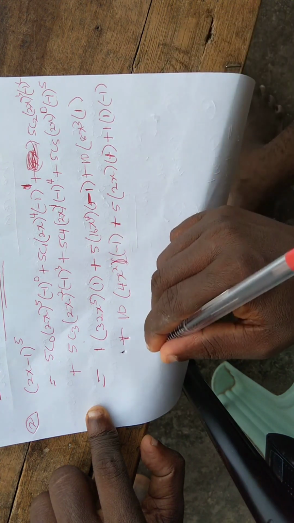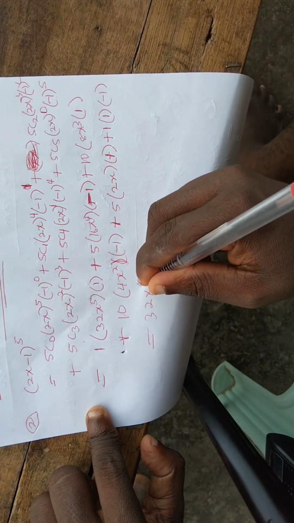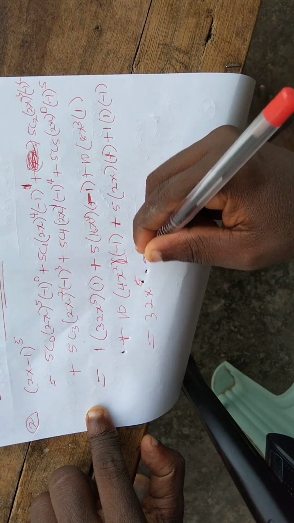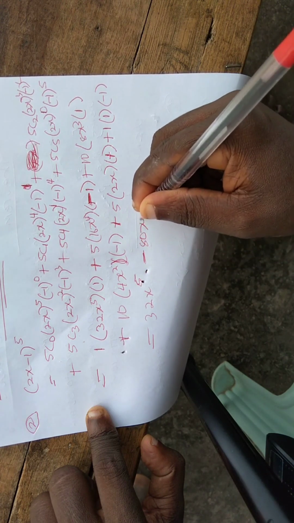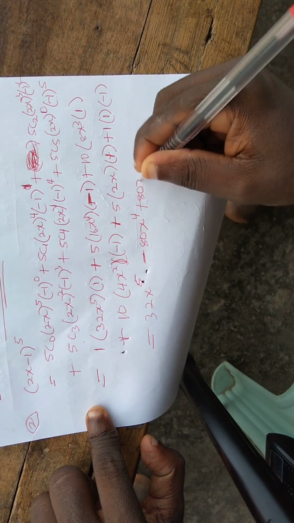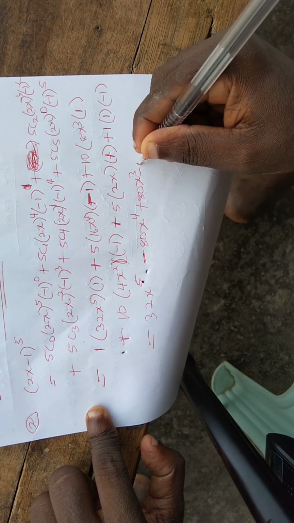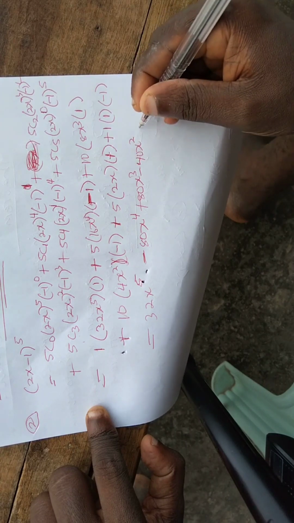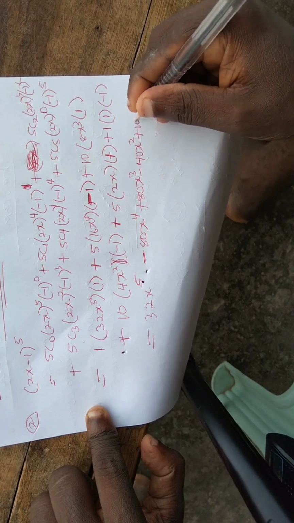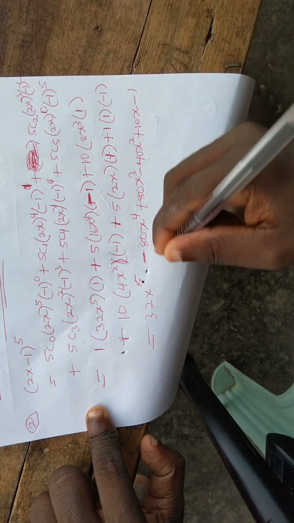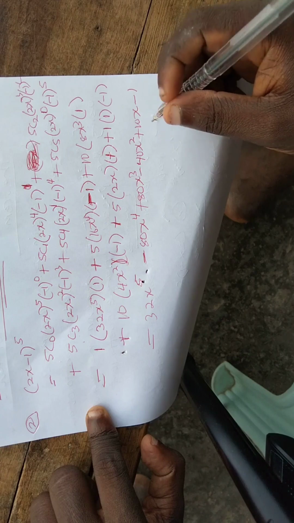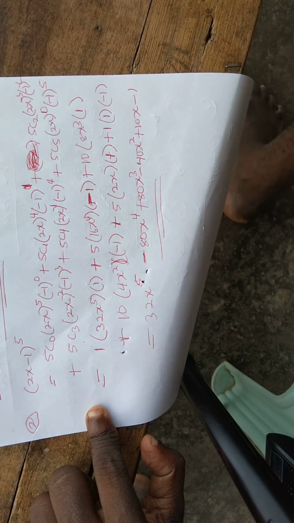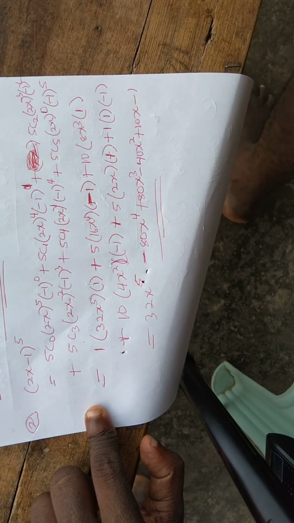So at the end of the day, we have 32x raised to power 5, minus 80x raised to power 4, plus 80x raised to power 3, minus 40x squared, plus 10x minus 1. So this is the answer for our expansion. Thank you very much.